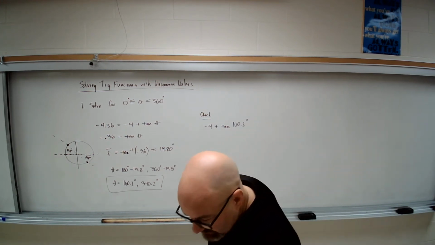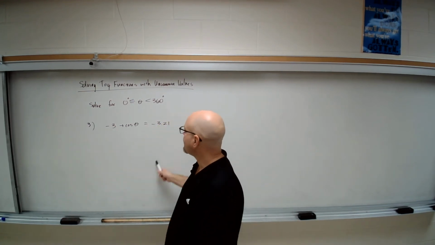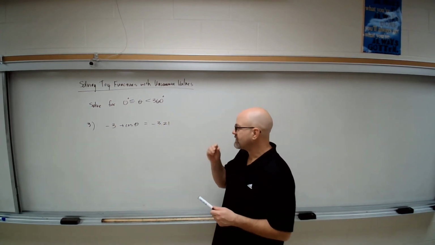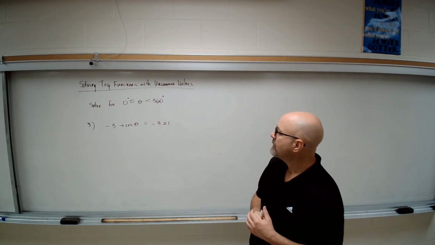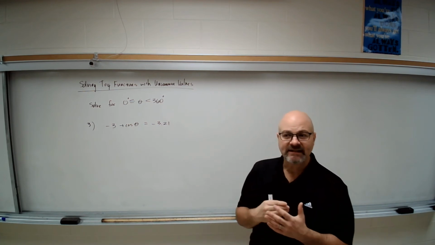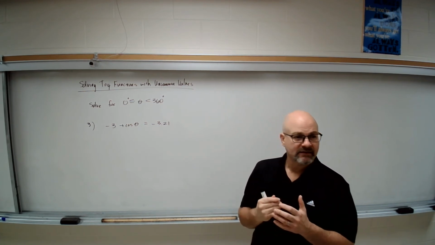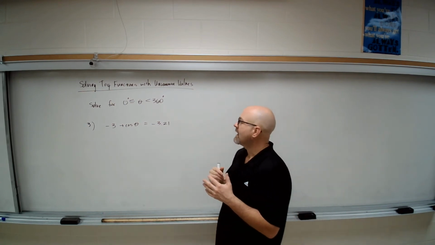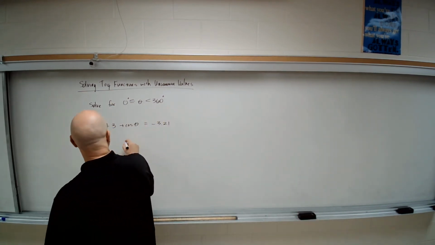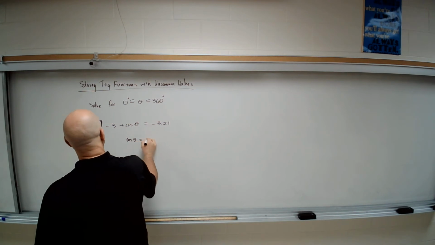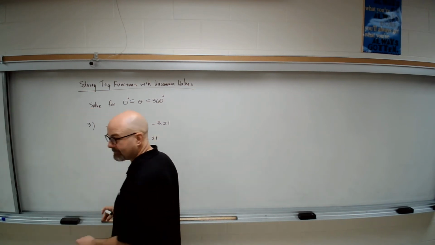All right. So our next example here, this is number 3 from the worksheet. It's a little better than number 2. With this, again, I want to isolate the cosine value, correct? So cosine of theta, I'm going to add 3 to both sides. So we get the cosine of theta is equal to negative 2.1.